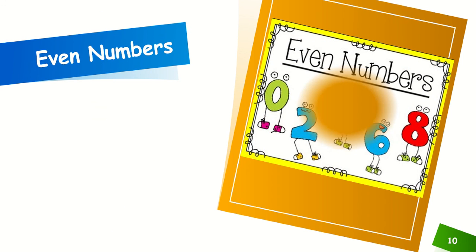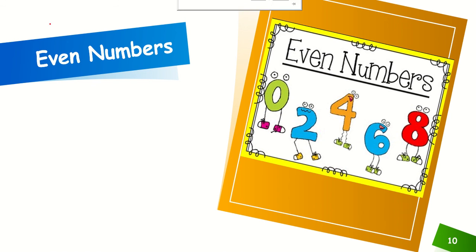So even numbers are the numbers that can be split into two equal parts. We have 0, 2, 4, 6, 8, and of course number 10 is an even number. Right here I'm going to place it. So the greatest even number is 10 and the smallest one is number 0, which is considered with the even numbers.